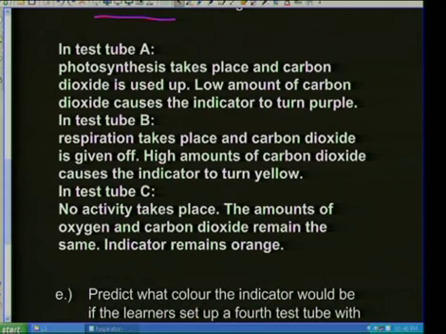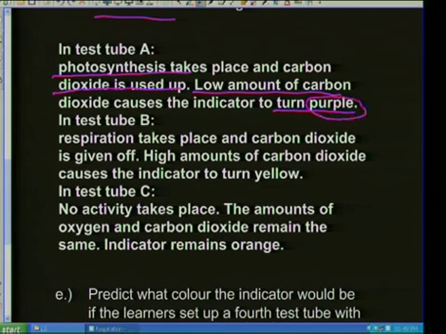Firstly, in test tube A, photosynthesis took place and carbon dioxide is used up. So it has a low amount of carbon dioxide, and because of that, it caused the indicator to turn purple. So we know the result because the result was given to us, purple.